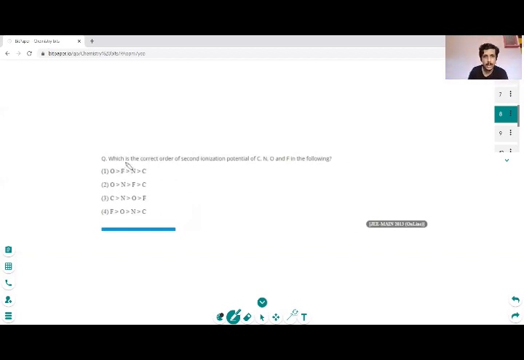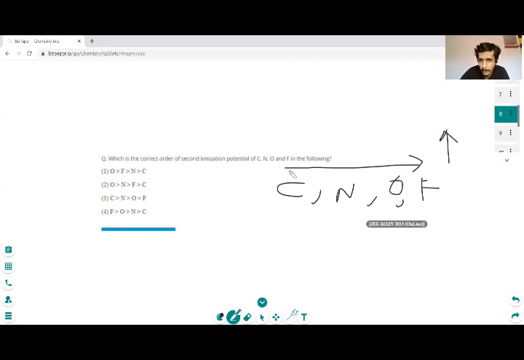And the next question is, what is the order of second ionization enthalpy in carbon, nitrogen, oxygen, fluorine? Again, as we can see, these are in the same period. And we know that along the period, ionization enthalpy increases. So the highest ionization enthalpy should be fluorine, then oxygen, then nitrogen, then carbon. Carbon has the lowest ionization enthalpy, then comes nitrogen, then oxygen, then fluorine.